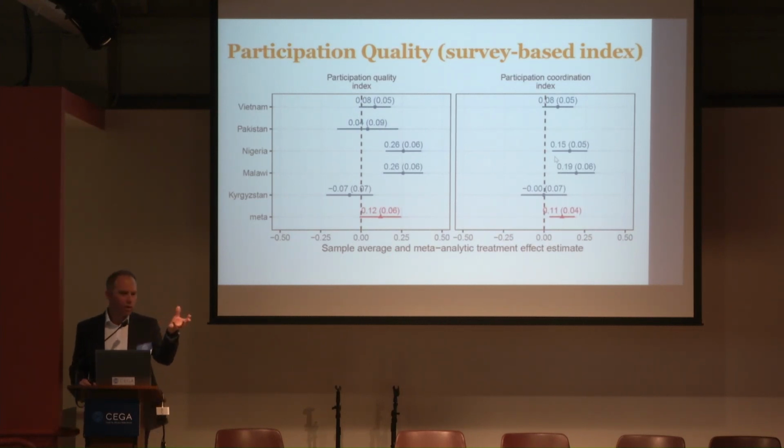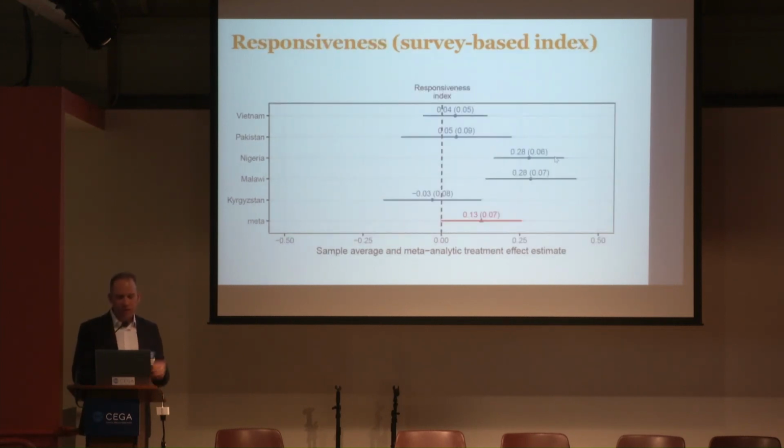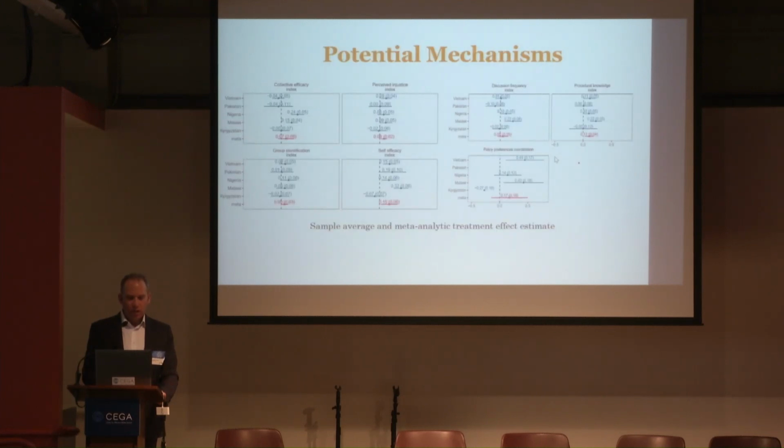Because one of the ideas we had is that if the training was programmed, they should have coordinated around the same ideas and saw the same things as important, say particular types of infrastructure or particular types of services. So again, we see that in Malawi and Nigeria, self-reported, not in the other places. Responsiveness, we see that same pattern. Again, it's Malawi and Nigeria on the self-reported measures driving the results.